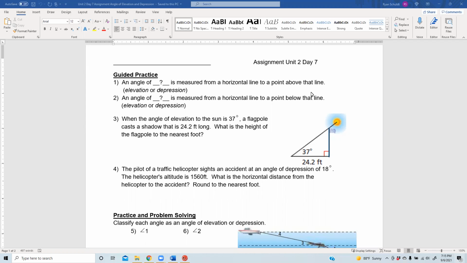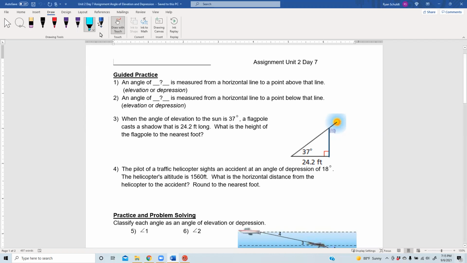Anyways, number 1, an angle of blank is measured from a horizontal line to a point above the line. So which one goes above the line? Is that elevation or is that depression if you're going above or up? That's elevation. So elevation means you go up, you go above the line.